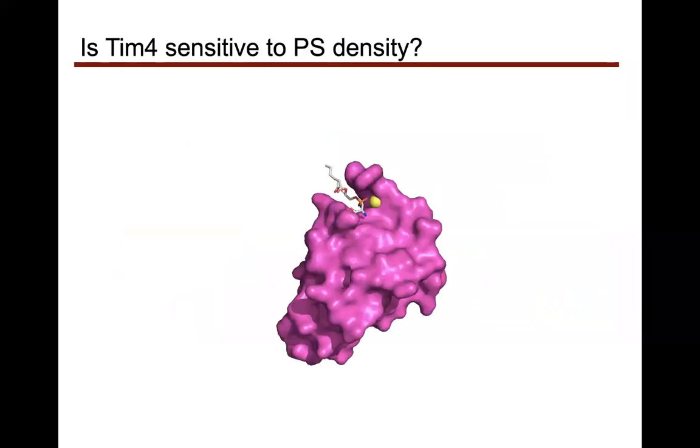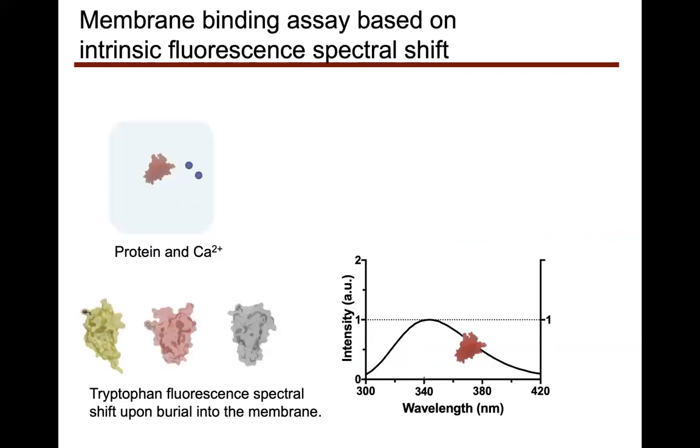So the question we want to ask is whether the density of PS on the surface matters, whether the binding is sensitive to it. We choose one of the TIM family members, TIM4, for the purpose of illustration. It turns out that the sensitivity of each TIM family member is a little bit different, and this gives rise partially to the selectivity, the differential recognition of different membrane surfaces when they have to upregulate or downregulate the immune response, or for clearance purposes.